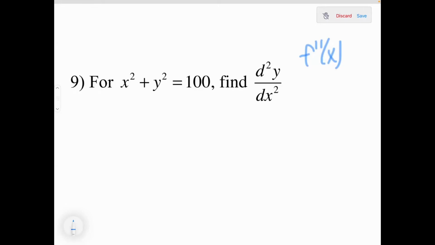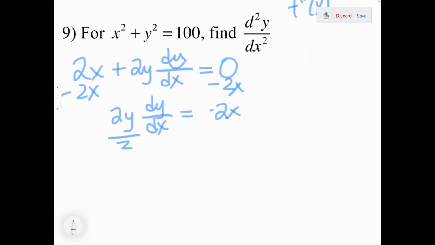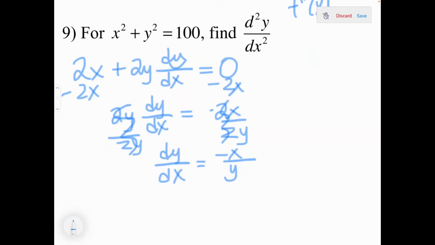So we're just going to find the derivative once and then solve for dy dx, and then find that derivative a second time. So derivative of x squared is 2x. Derivative of y squared is 2y dy dx. And that equals derivative of 100, which is 0. We can subtract 2x from both sides. So we get 2y dy dx is equal to negative 2x. Let's divide both sides by 2y. So we get dy dx is equal to, the 2's cancel, negative x over y.